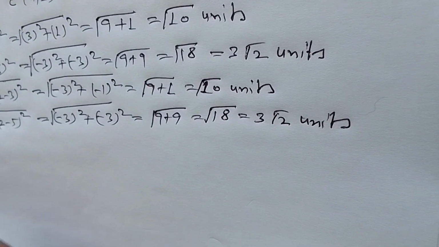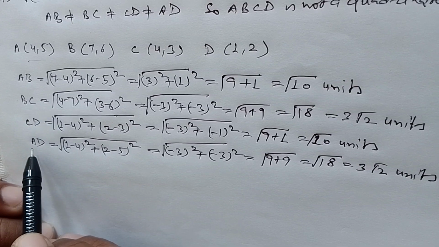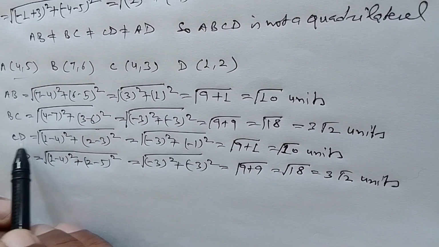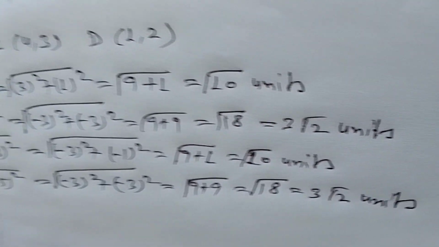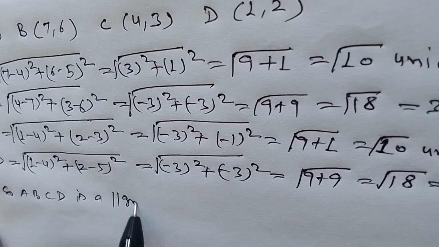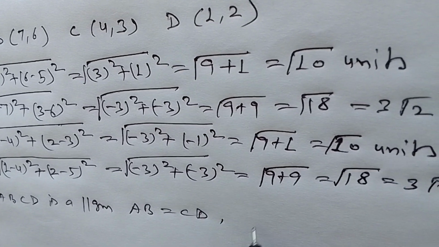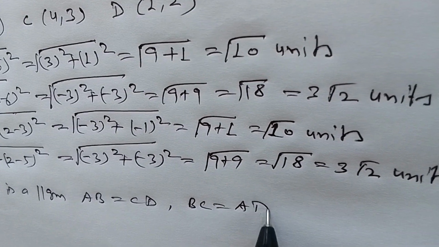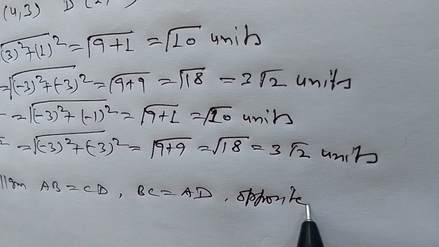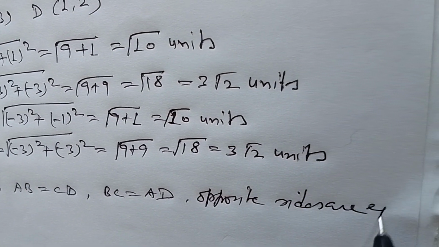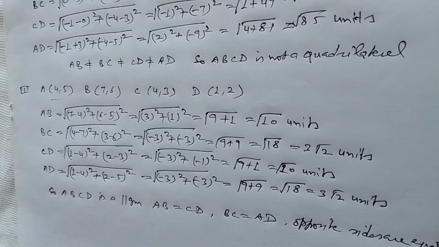Since in this case BC is equal to AD and AB is equal to CD, ABCD is a parallelogram, because AB is equal to CD and BC is equal to AD, as the opposite sides are equal. So this is the answer of the third part of the sixth question. With this we have completed the sixth question.